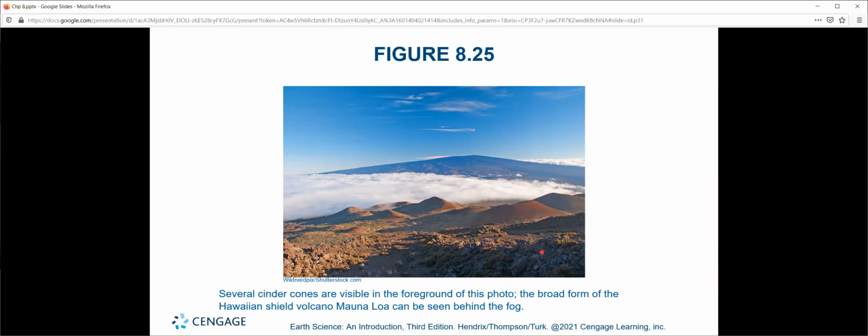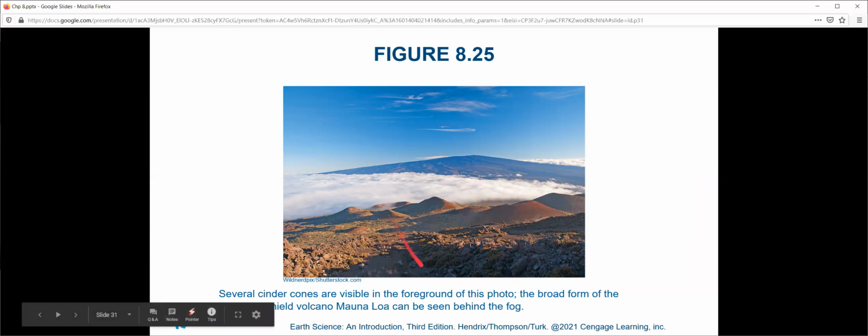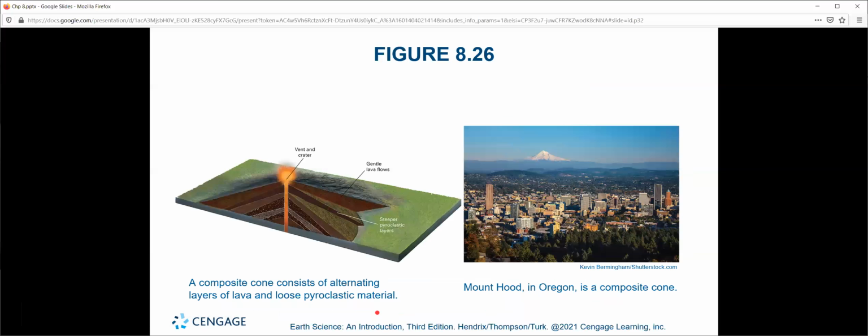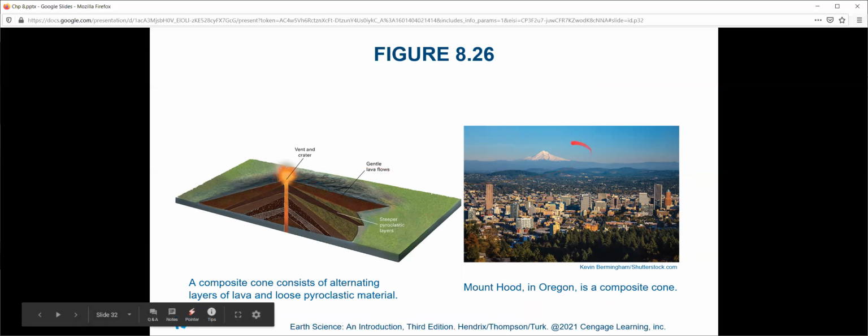Here are some cinder volcanoes visible in the foreground right here. These are very short-lived, very excited volcanic builds, essentially. The magma is pushing the soil up, creating these small volcanoes, small in comparison to this shield back here. Yeah, small volcanoes. And of course, your composites, your stratovolcanoes, such as Mount Hood back here.